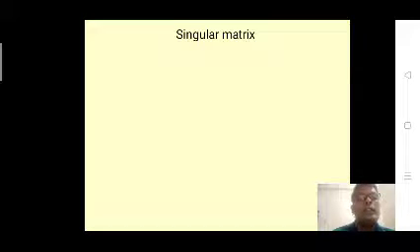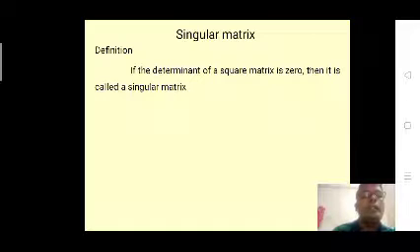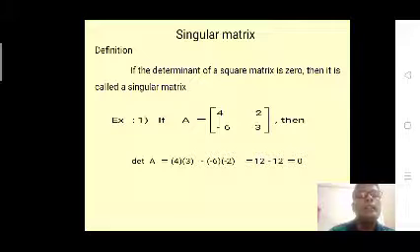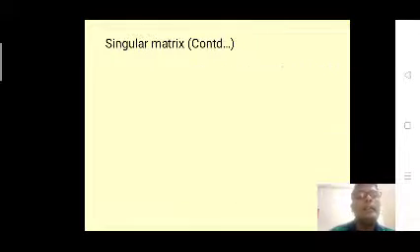Now we go to the definition of singular matrix. Definition: if the determinant of a square matrix is 0, then it is called a singular matrix. We see the example. If A is equal to [4, -2; -6, 3], then determinant of A is equal to 4 into 3 minus 6 into minus 2, we get 12 minus 12 is equal to 0. Therefore, A is a singular matrix. What is the definition of singular matrix? The determinant of a square matrix is 0. Here the value is 0, so we say that A is a singular matrix.